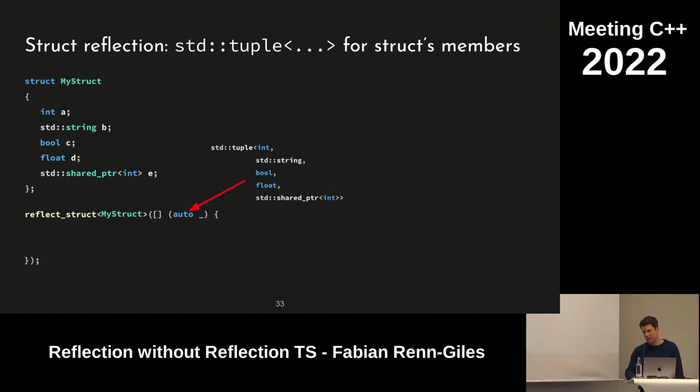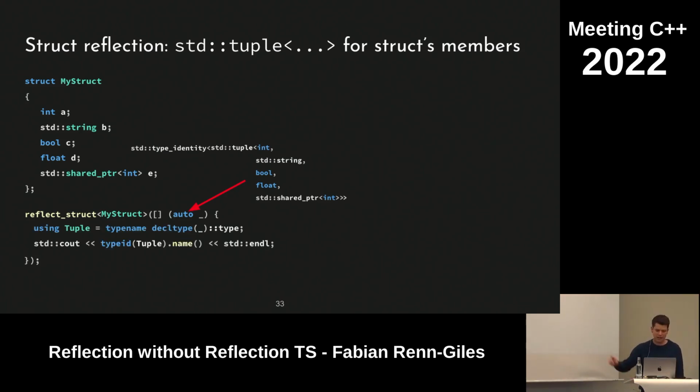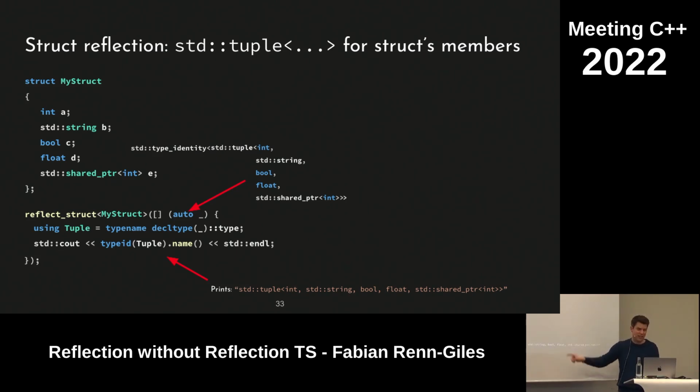So instead of passing in a tuple, we're going to pass in a std type identity of that, which is an empty struct, which just has a type alias inside called type, which we then could use. So this code, for example, would just print out std tuple in string bool float. So this is the thing we want to implement, reflect struct. How can we do this with pure C++?